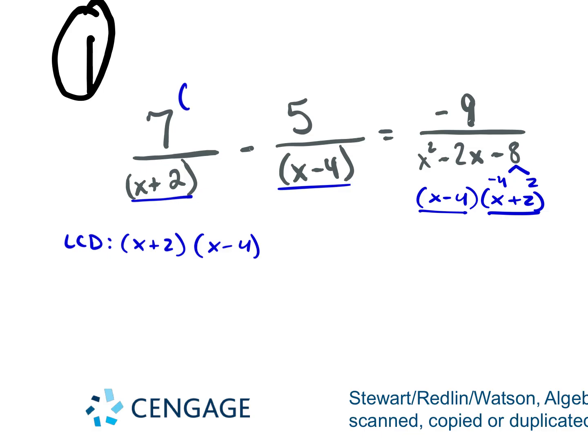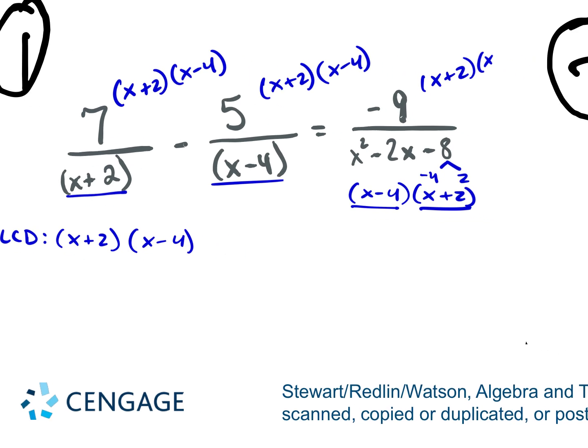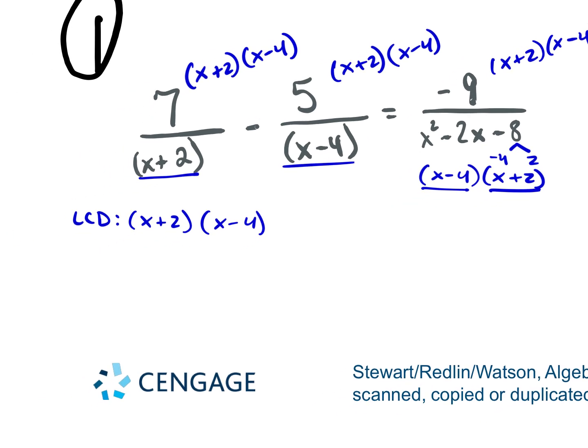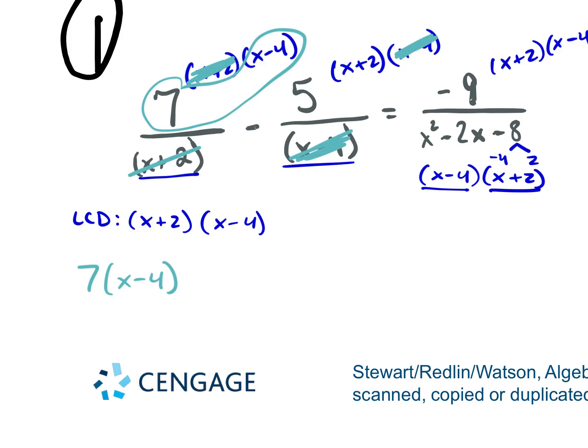So everything's going to get multiplied by x plus 2 times x minus 4. If it's already in our denominator, we cancel it out. And then we just multiply whatever's left. So here we have 7 times x minus 4. X minus 4 is our denominator here, so we're going to cancel out the x minus 4 up top. So next we have -5 times x plus 2.